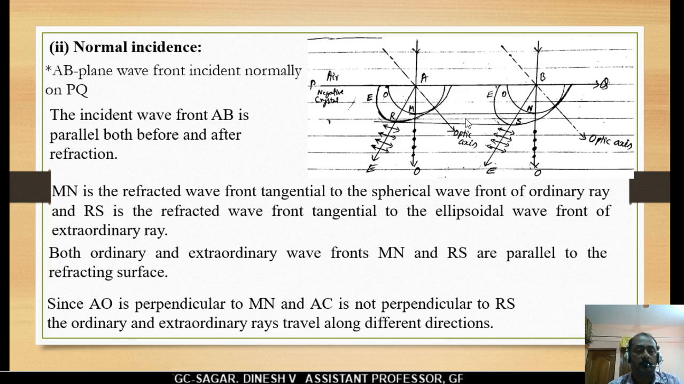Here AO is perpendicular to MN, and AE is not perpendicular to RS. The ordinary and extraordinary rays travel along different directions. In both cases, ordinary and extraordinary, they travel along different directions. This is about normal incidence.